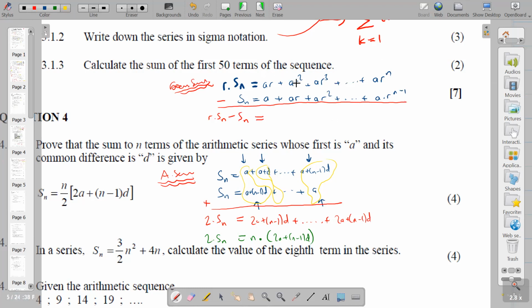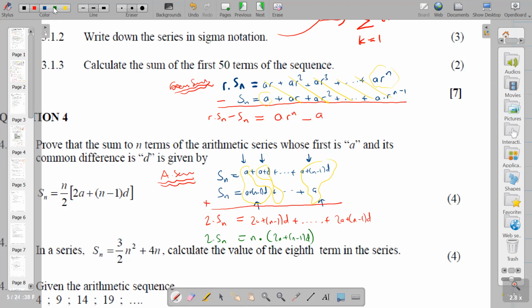What is on the left side? So ar cancels, ar square. So all these cancel. What is left is only the last term of the first one above and the first one of the one below. So basically what is left is arn minus a.